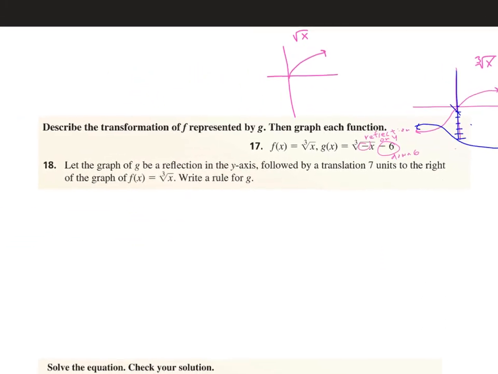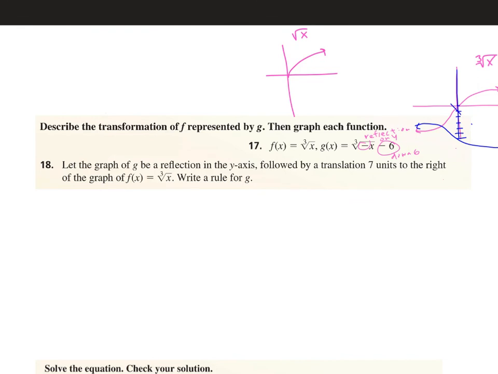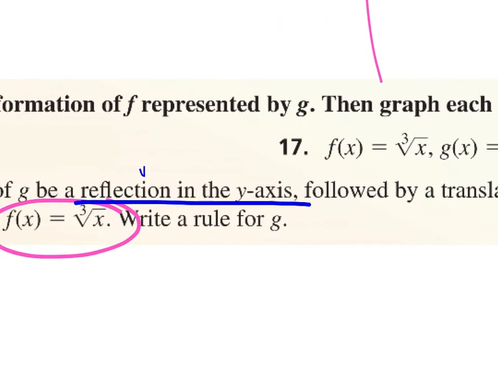All right, let's look at 18. Let the graph of g be a reflection in the y-axis followed by a translation 7 units to the right of the graph of f of x is equal to the cubed root of x. Write a rule for g. So this is our parent function that we start with. We have a reflection in the y-axis. So what does that tell us we have to do to x? Multiply it by a negative on the inside since it's the y-axis.